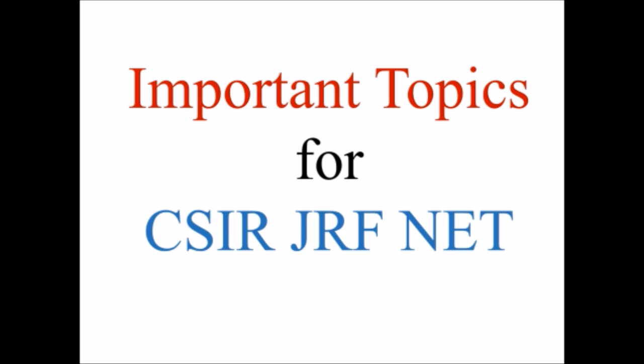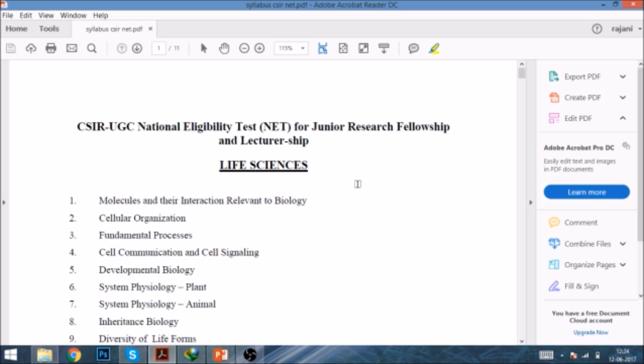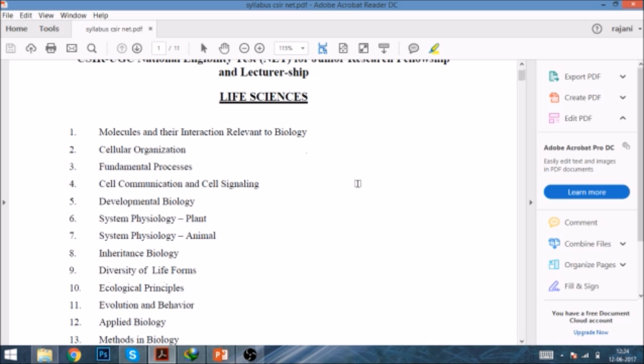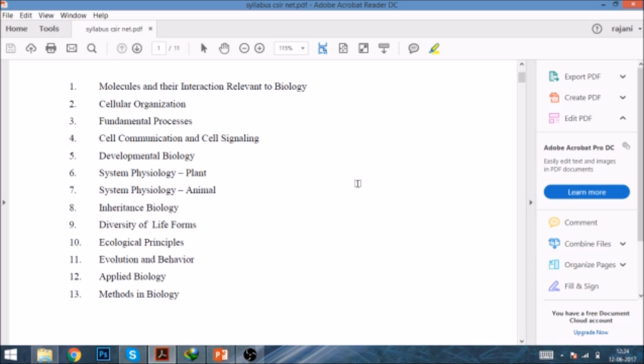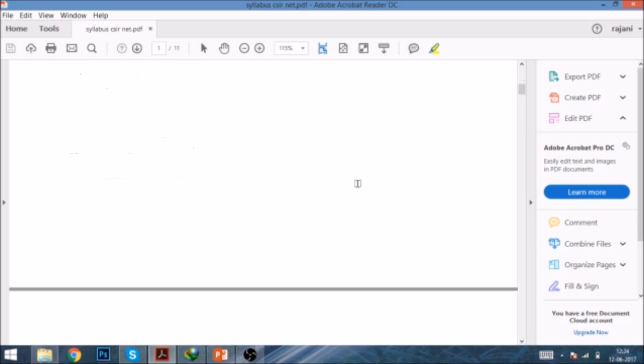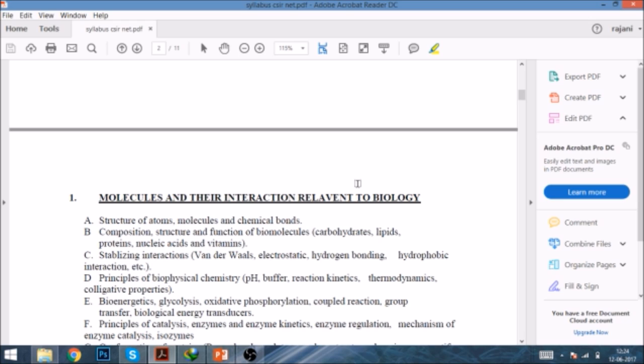So let's start. I will discuss the topics unit wise. So let's see which topics are important. So here is the syllabus for CSIR JRF NET. I have downloaded it from the website of CSIR. These are the 13 units of the CSIR JRF NET, and I will discuss them unit wise.